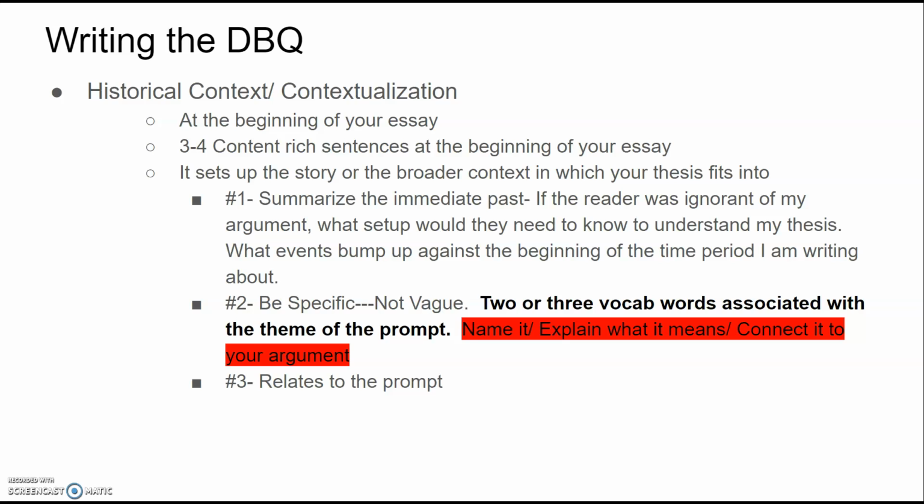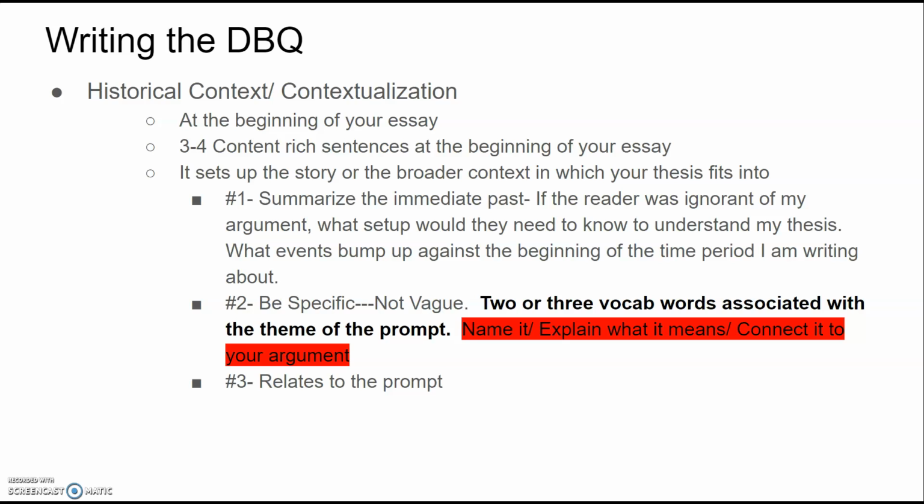But basically, when you're thinking about your historical context, like I said before, 3 to 4 rich sentences full of some of the historical terms that may be set in the units. You want to basically set up the story. So this contextualization is the story, or the broader context in which your thesis fits. So basically, it is the backup story behind your thesis statement.